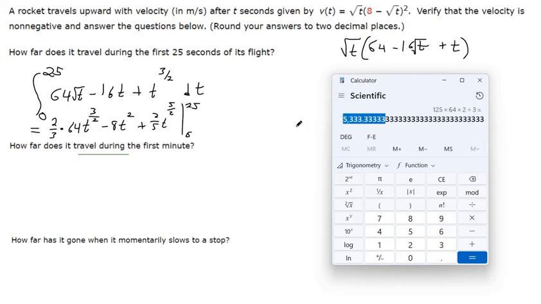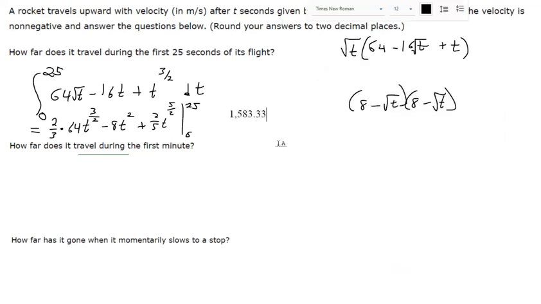So the first term, I get 5,333.333 repeating. It's 25 squared times 8, so that's this minus 5,000. And then we've got 25 to the 2.5 power times 2 divided by 5. I want to add that to the previous result. So I got 1,583.33 for the first answer.